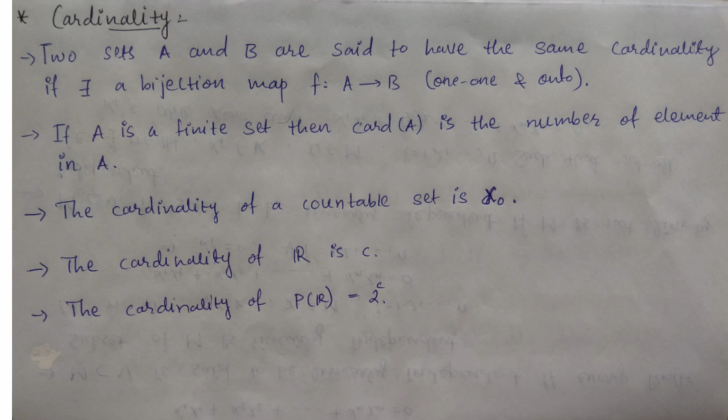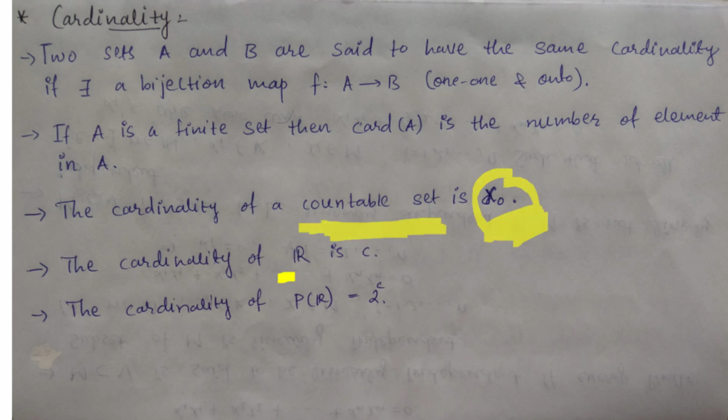So here are some notes. The cardinality of a countable set is alpha naught, ℵ0. You must note that a countable set has cardinality alpha naught. It is a standard notation, alpha naught.